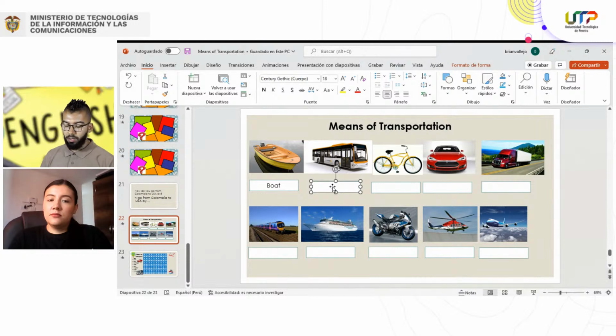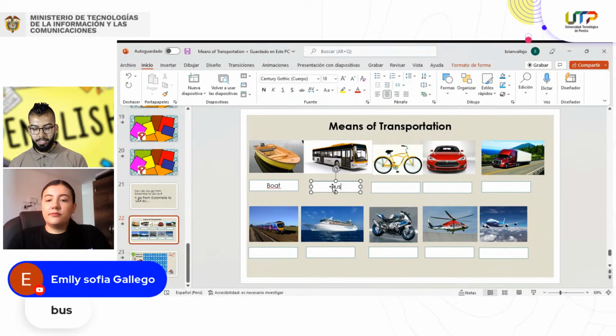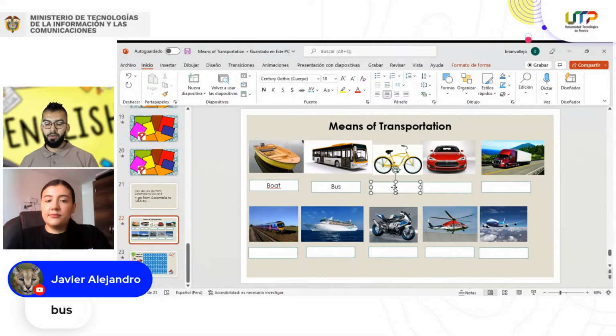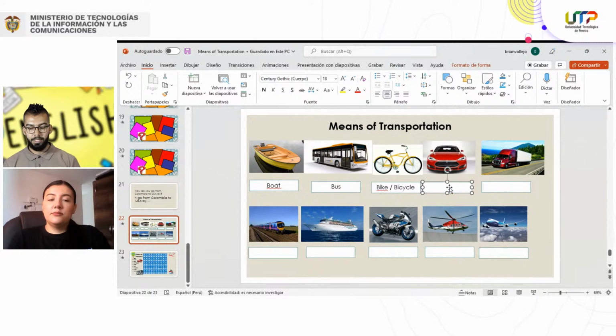Let's continue with the second. What is the second means of transportation? Emily says bus. That's true. This is the bus. Remember, the pronunciation is not bus, but bus. What's the name of the third means of transportation? Jimena already answered, and she says bike. Exactly. It can be the bike or bicycle. Okay, we have two possibilities.